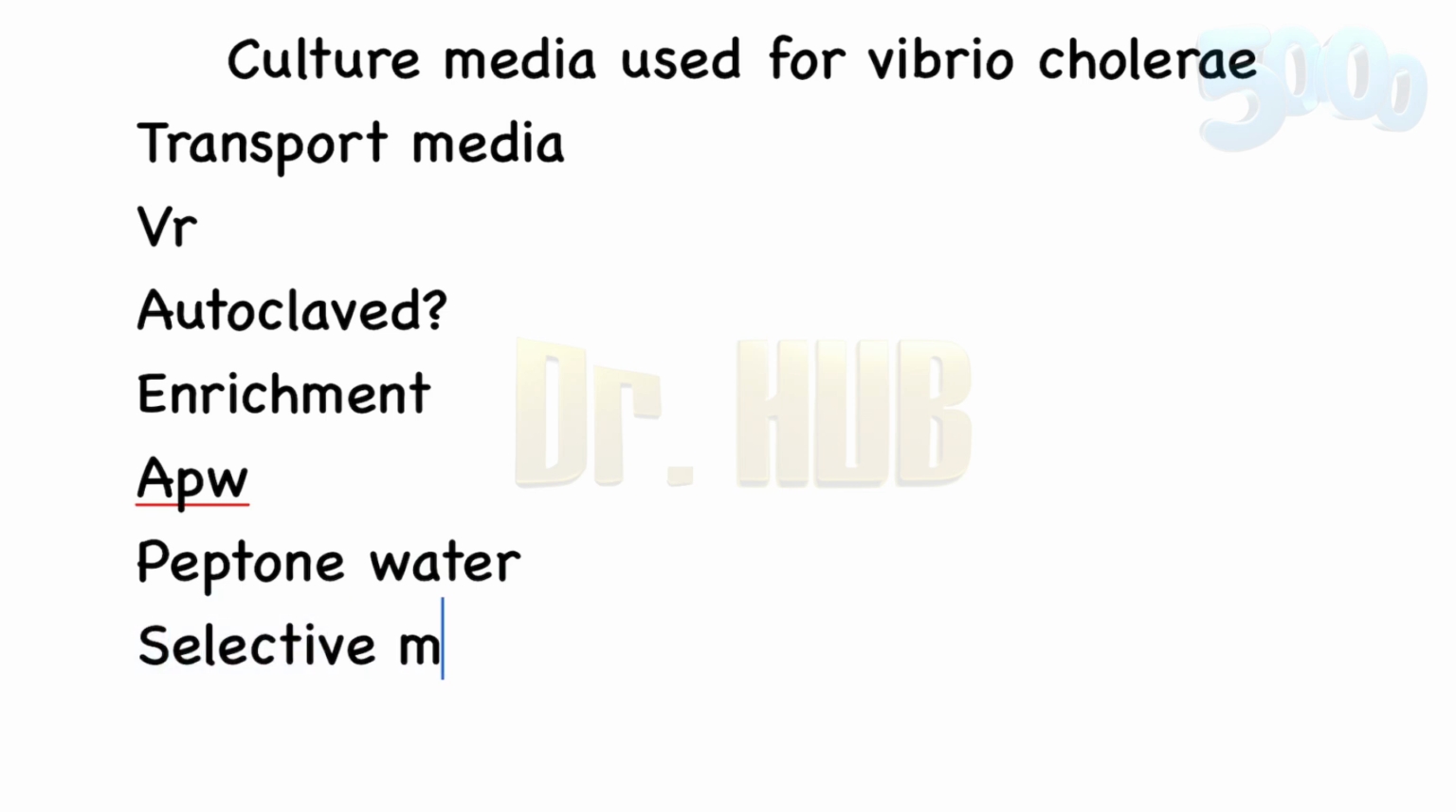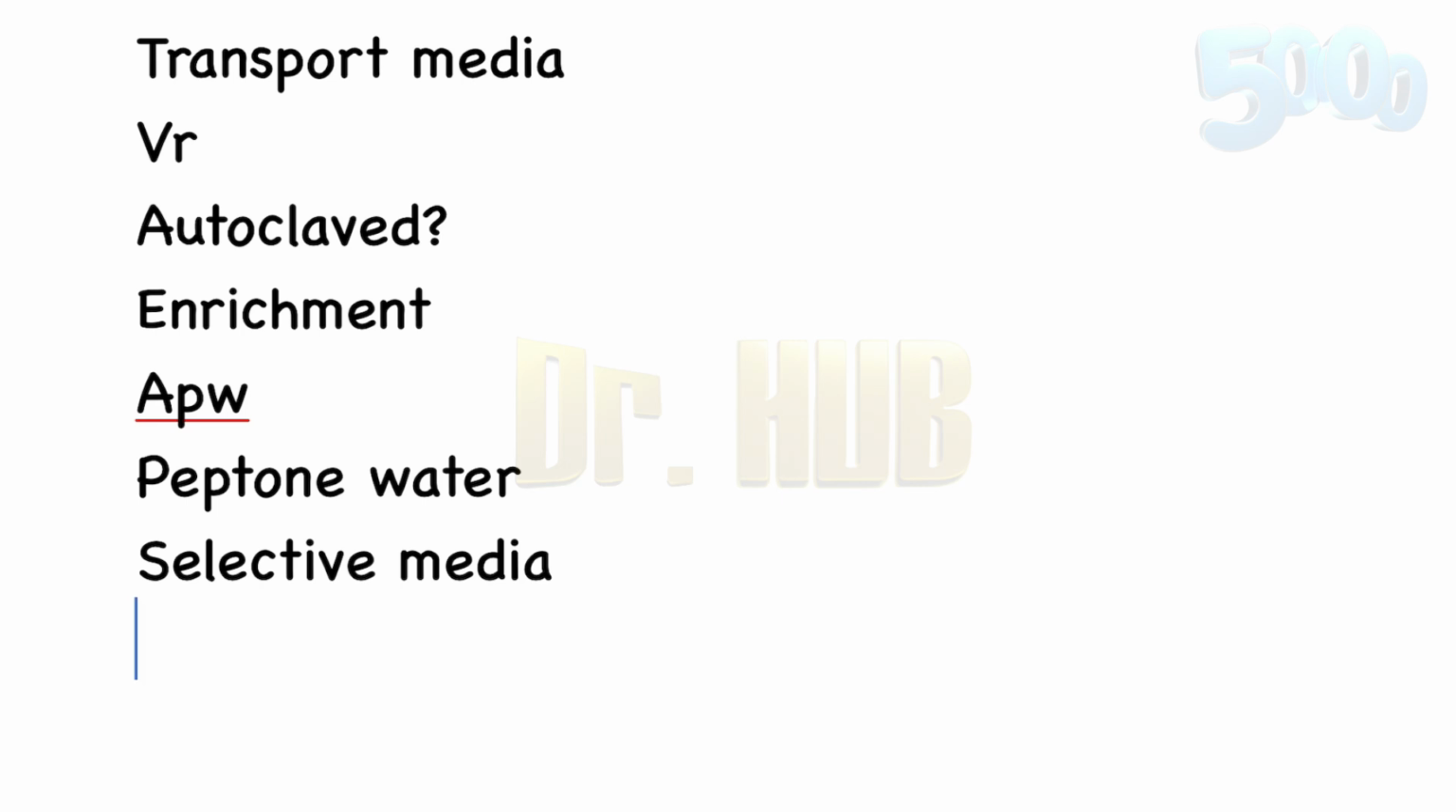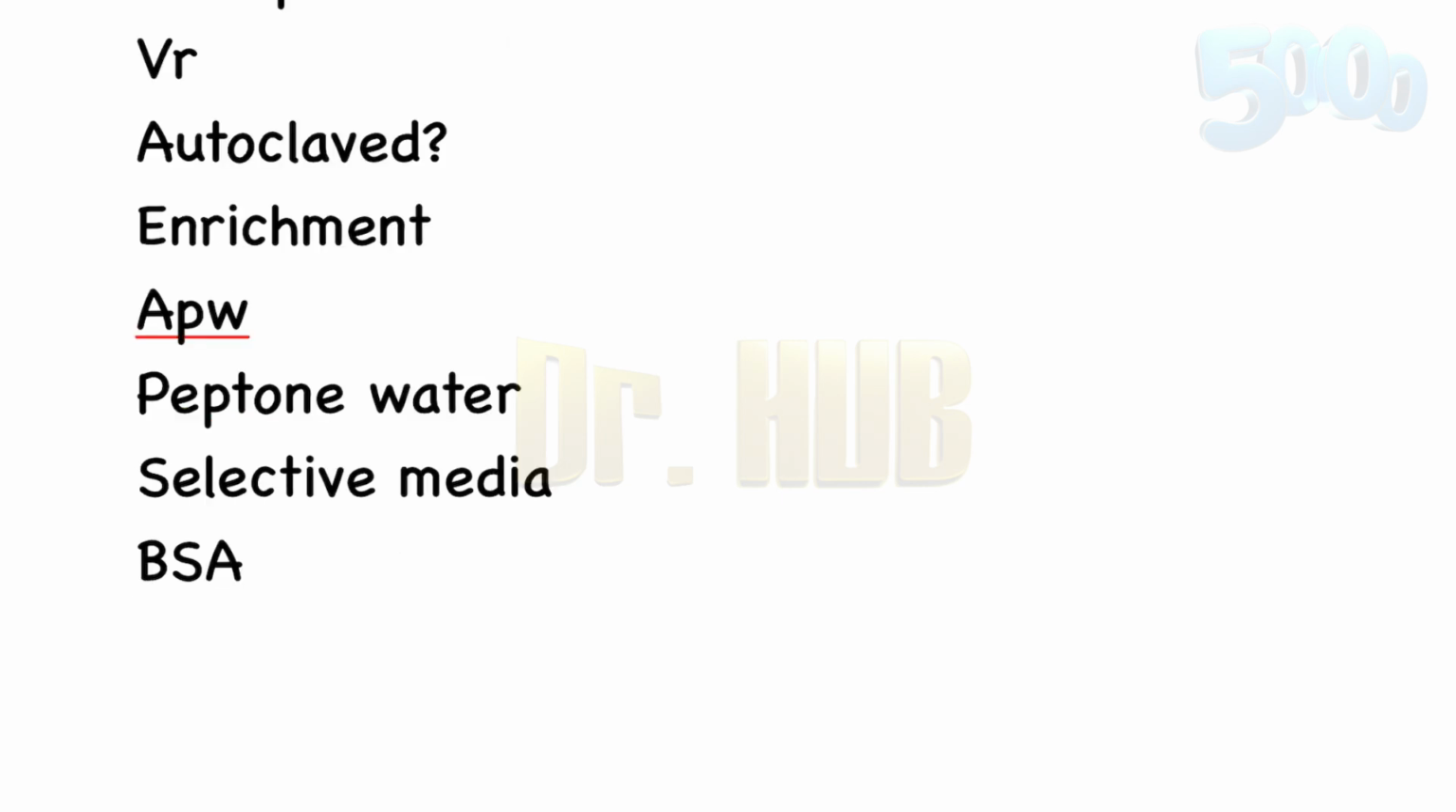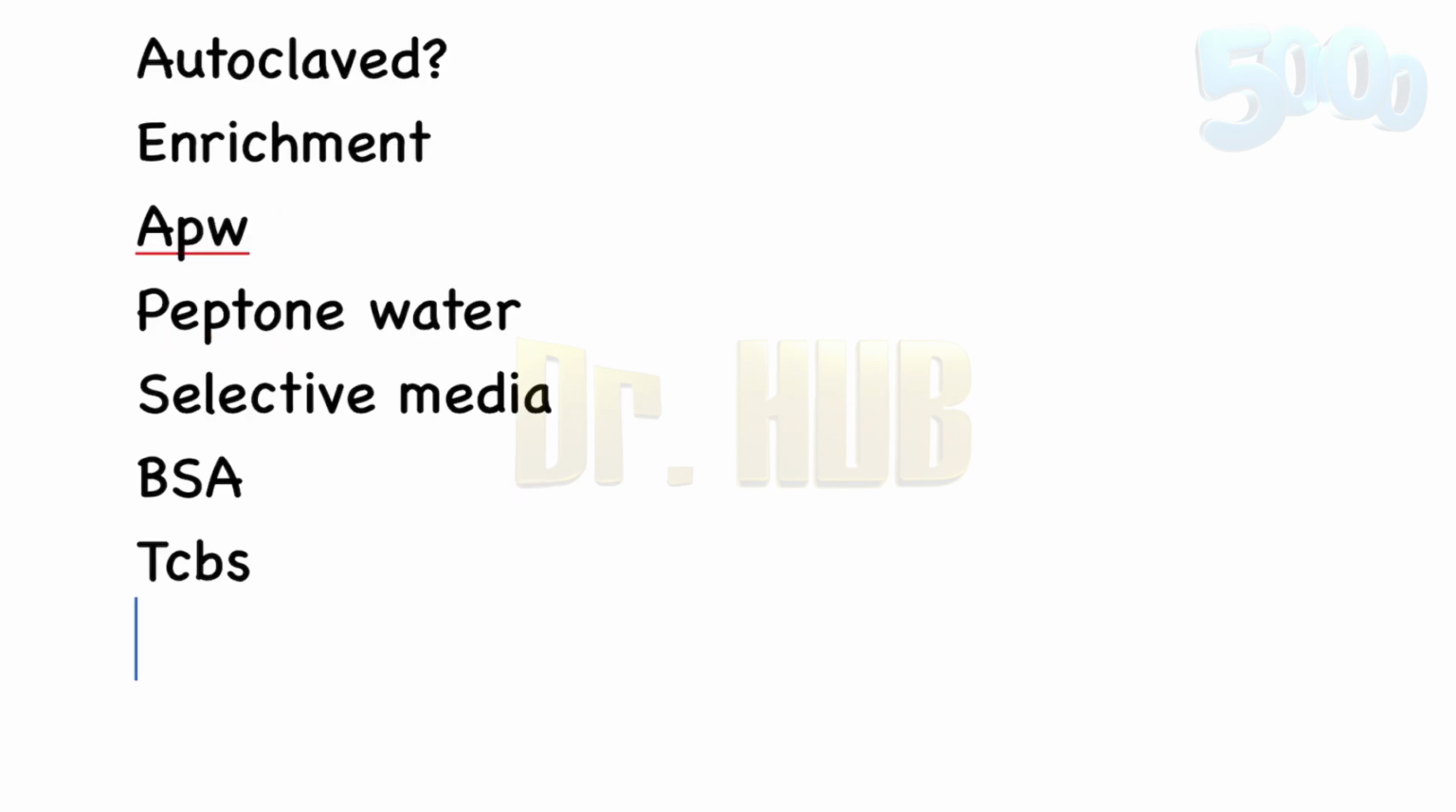Then comes the selective media. In selective media, you have the alkaline BSA, that is a bile salt agar. Then comes the Monsur gelatin taurocholate trypticase tellurite agar, the GTTA. Then comes the TCBS. TCBS stands for thiosulfate citrate bile salt sucrose agar.